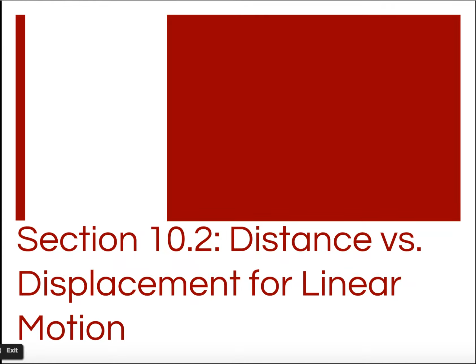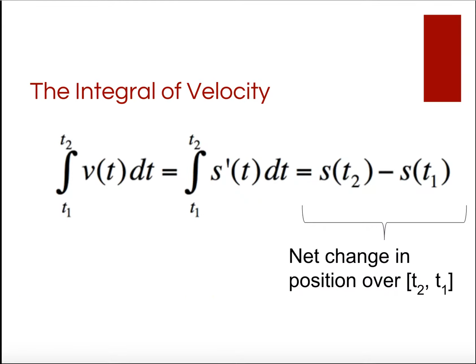So section 10.2 is going to cover distance versus displacement for linear motion. And so we're going to decipher the difference between these two when it comes to our integrals. So recall the integral of velocity from time 1 to time 2. You could also have it as s prime, so the rate of change of position, is just going to give us that net change in position from time 1 to time 2.